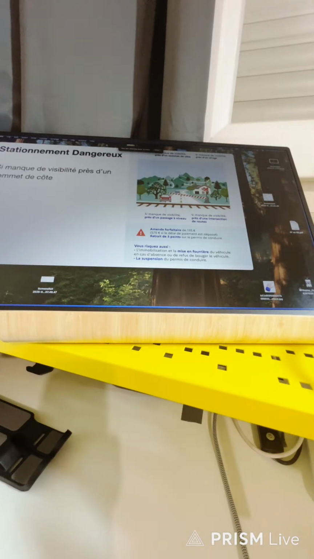So we have what they call "stationnement dangereux". That's dangerous parking. The parking that is very dangerous. One, "si manque de visibilité près du sommet de la côte". What is the "sommet de la côte"? Very close to the high top. So okay, a place that is high.